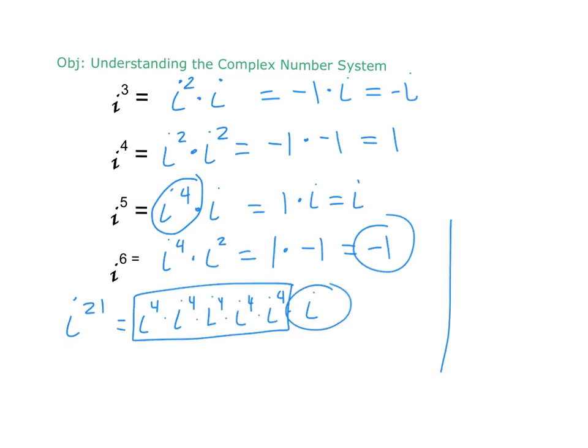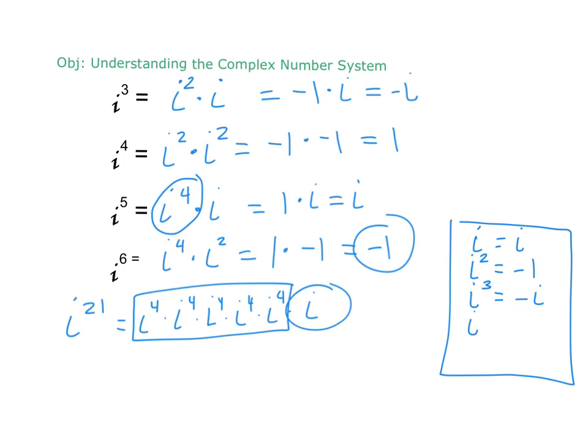Right? So here, write this down. i is just i. i to the second is negative 1. i to the third is negative i. i to the fourth is 1. So that's kind of a good way to memorize it. Sometimes we could also include i to the 0. Anything to the 0 power is 1. But basically that's how it works. Every 4 i's we get rid of because i to the fourth is 1.